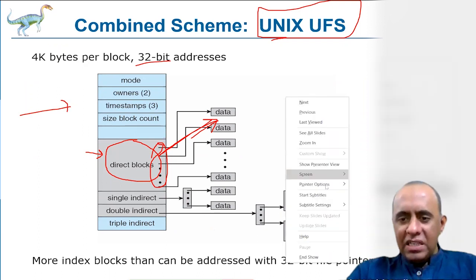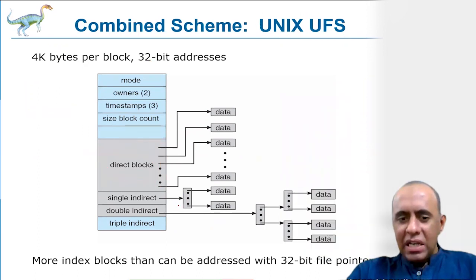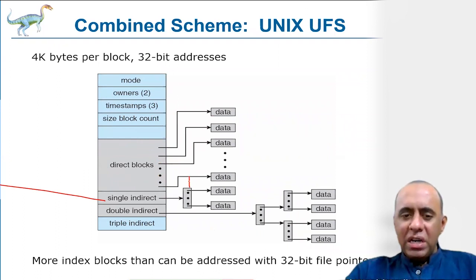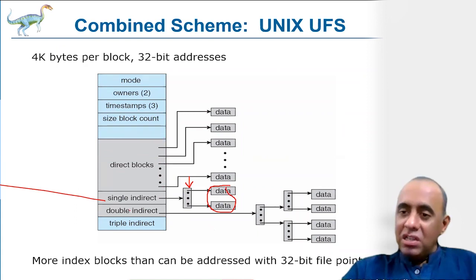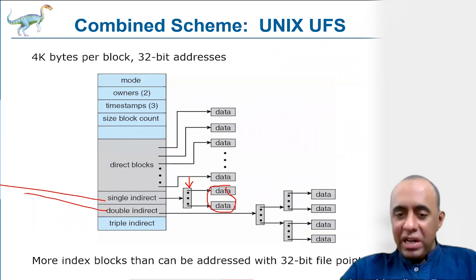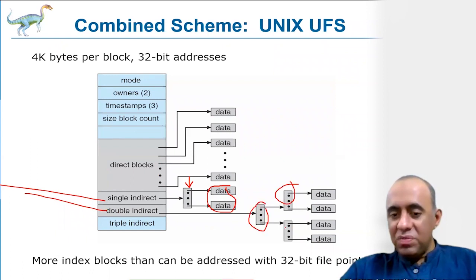And if the file is slightly bigger than this, then you can use single indirect, which is the scheme of indexing that we just saw. It will point to a data block which will in reality be the index block, and that index block will be pointing to the data blocks. And if the file is even larger, then you can use double indirect, where there will be an index block which will be pointing to index blocks.